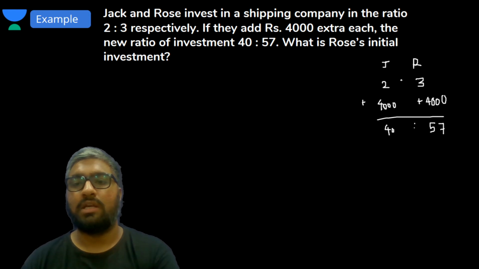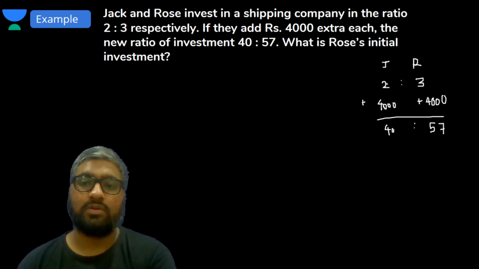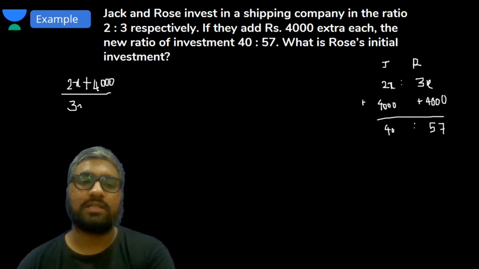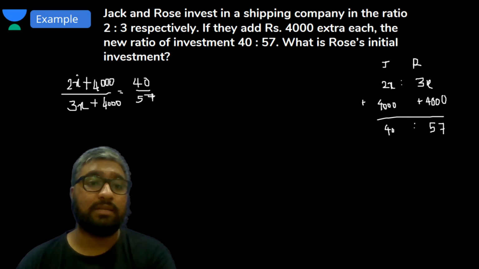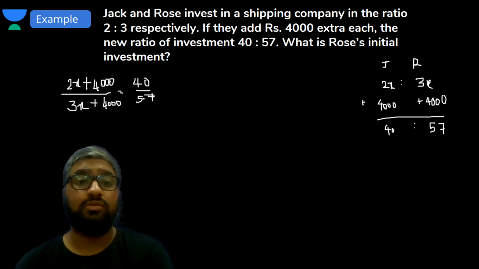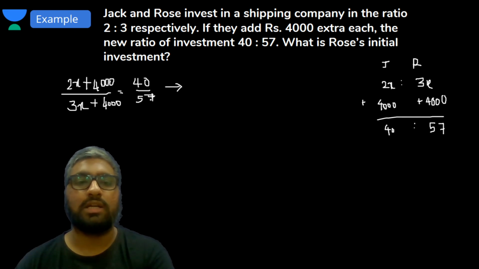Great. So generally how we would do it, this would be x. What do you know? Jack's investment 2x plus 4,000 over Rose's investment 3x plus 4,000 should be 40 is to 57. Correct. So here we would go ahead and cross multiply. You would get 2 into 57, which is 114x.